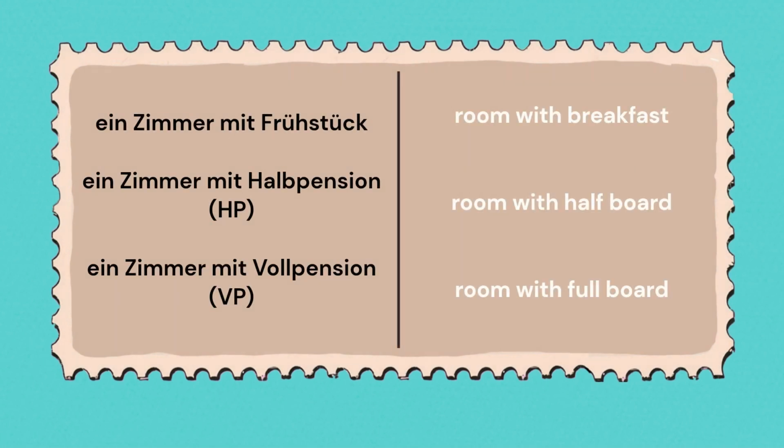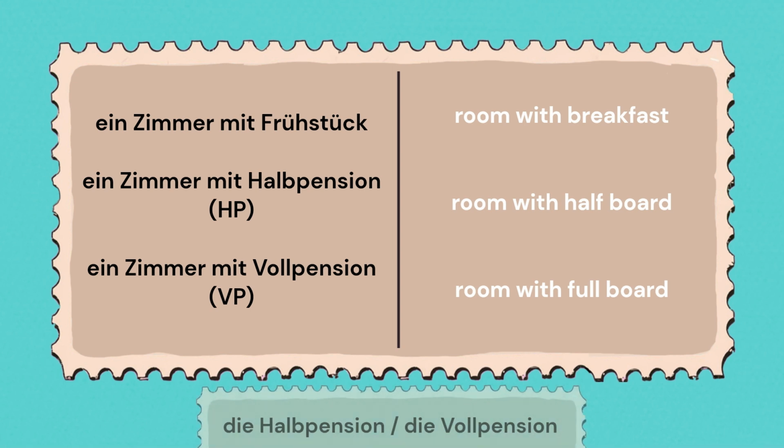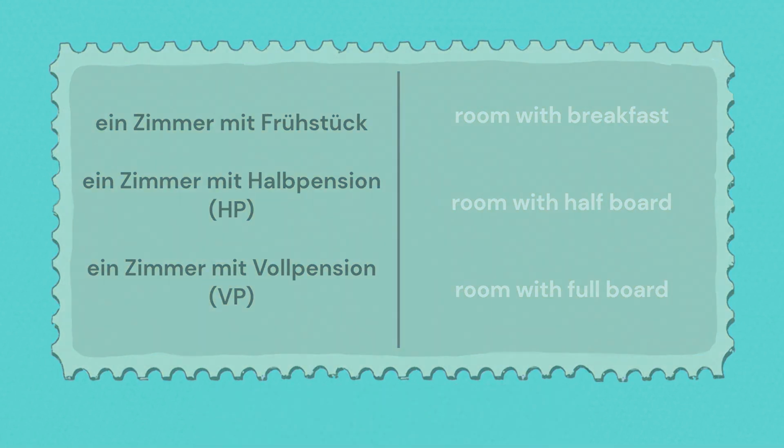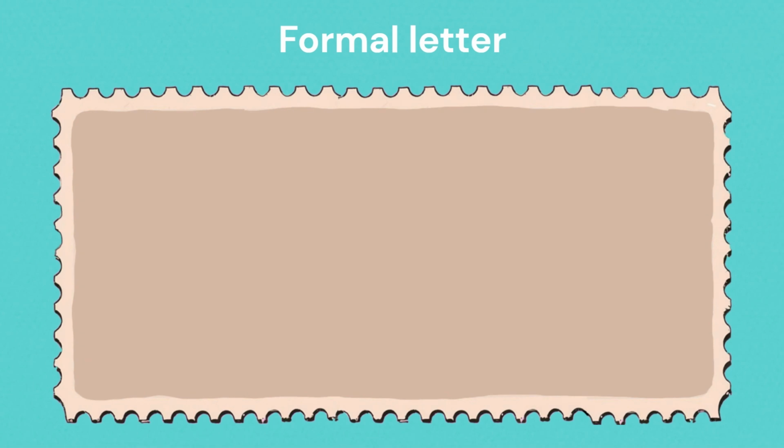So there are various kinds of bookings that you could make. You could say, ein Zimmer mit Frühstück. Oder ein Zimmer mit Halbpension. Oder ein Zimmer mit Vollpension. Vollpension means you get all the 3 meals, whereas Halbpension means you get breakfast plus 1 other meal, lunch or dinner. So the formal letter has a structure.